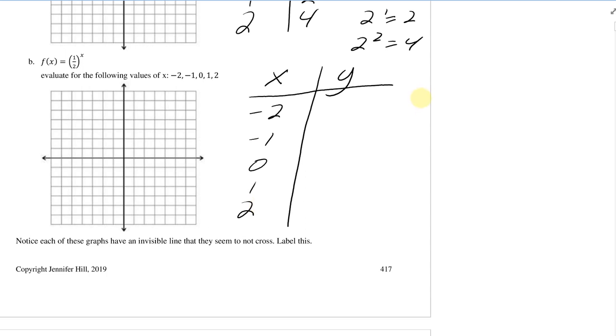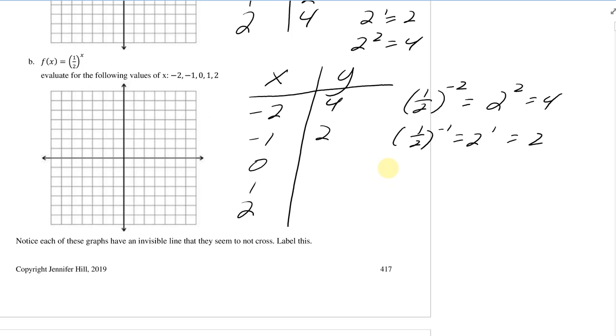Okay, so if I plug in 1/2 to the -2nd, now I just flip the whole fraction, so this will actually just turn into 2 squared. You might say, well, what about 2 over 1 squared? Well, what is 2 over 1? It's just 2. So this will be 2 squared, so this equals 4. Then I have 1/2 to the -1. This will be just 2 to the 1st, so this equals 2.